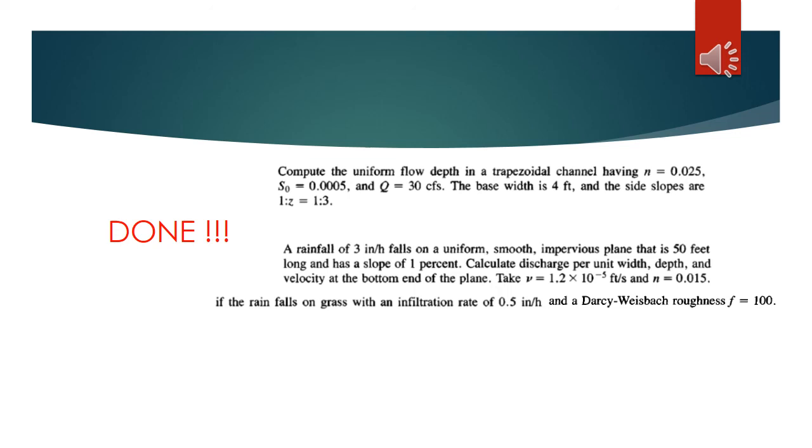Then you will have the second question. You need to calculate the discharge per unit width, depth, and velocity for rainfall of 3 inch per hour falling on a uniform smooth impervious plane that is 50 feet long. Then you need to take the kinematic viscosity 1.2 multiplied by 10 to the minus 5, and roughness is 0.015.